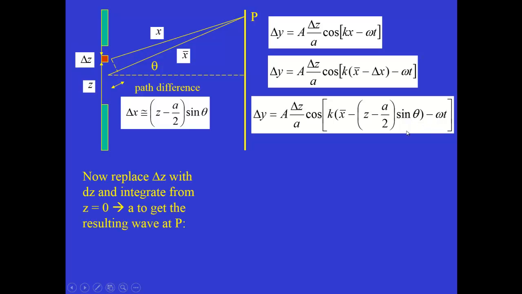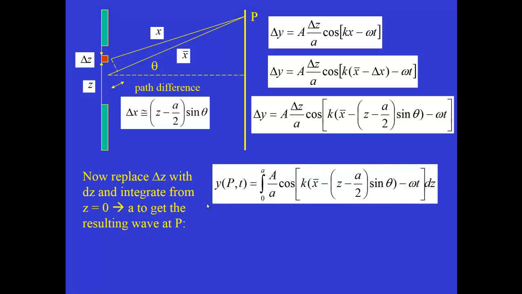So what comes next? Now what we're going to do is replace delta z with dz and perform an integral all the way across the width of the slit to add up the contributions of all of these tiny regions, each of which is emitting a wave. And this will give us, when we perform the integral, the resulting wave at point P.